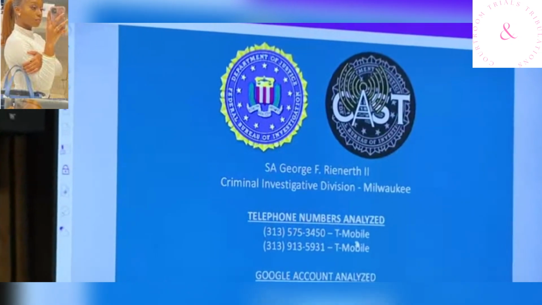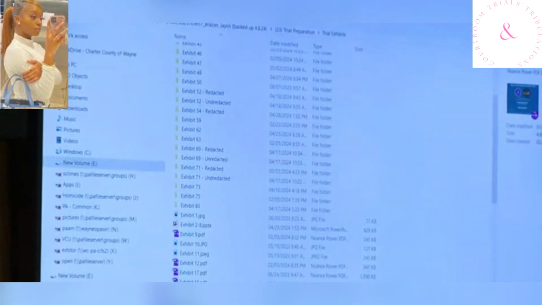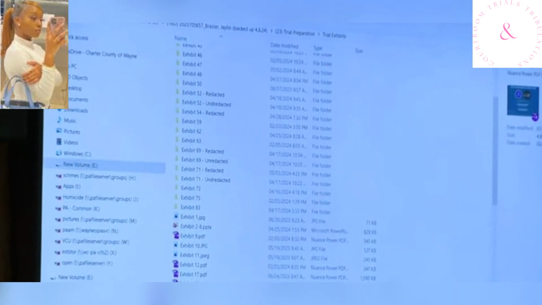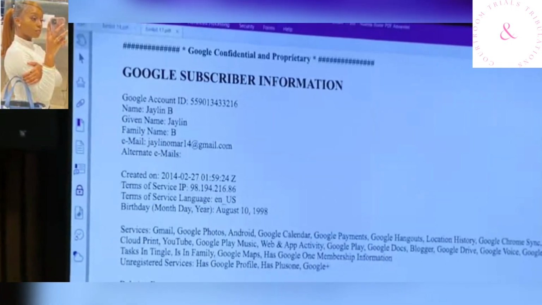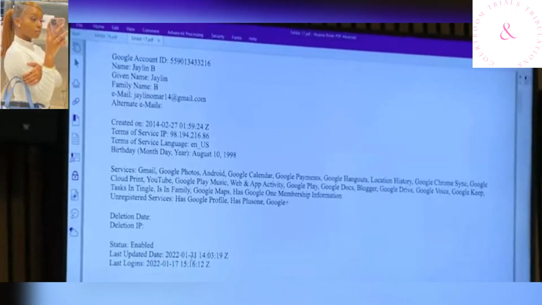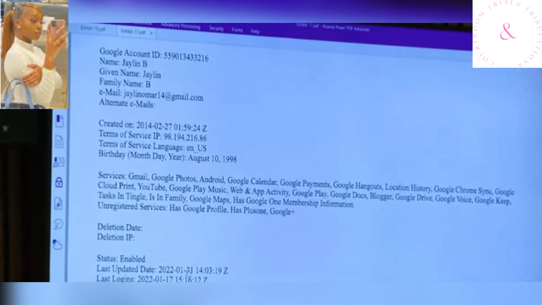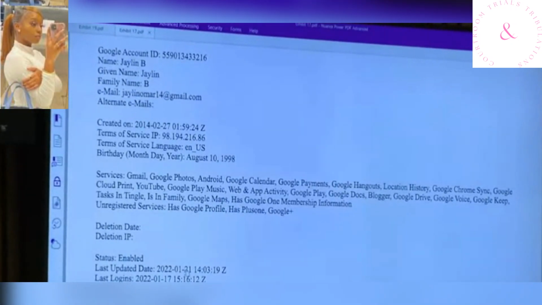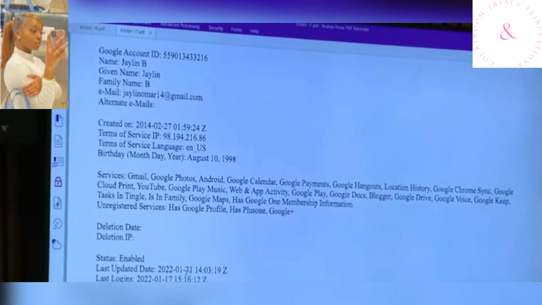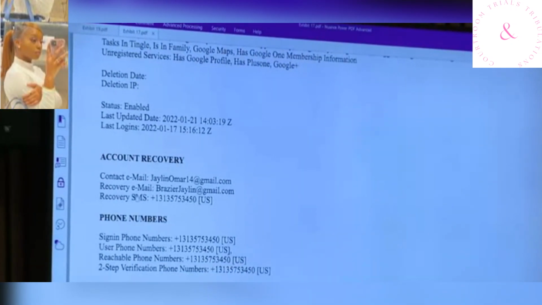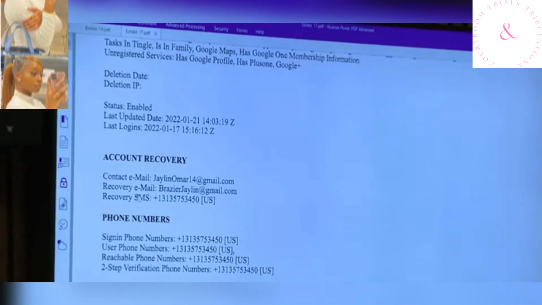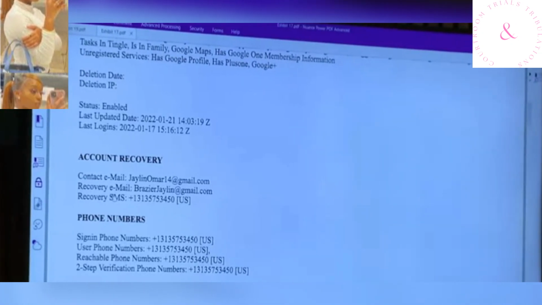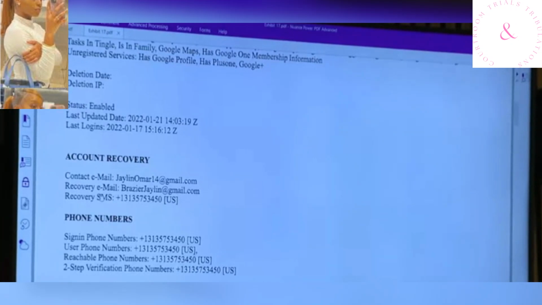Okay. And I just want to briefly publish what's been admitted as Exhibit 17. Your Honor, may I publish? Yes. And is this the subscriber information for the Google account as you understand it? Yes, that is a subscriber from the Jaylin Omar 14@gmail.com. And do you see where it says recovery SMS? Yes, right here. Does that provide a phone number? It does. It provides 575-3450. And is that the same number that you had obtained records for? That I was provided records for, yes.